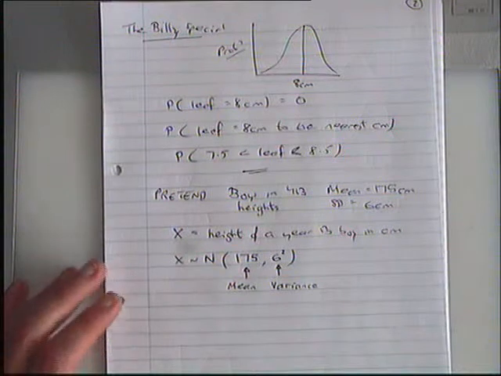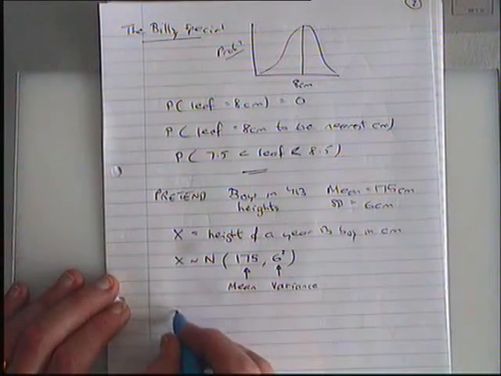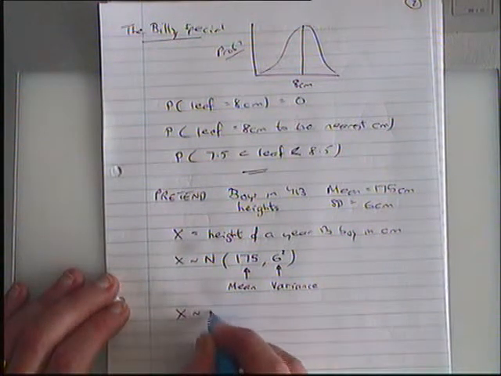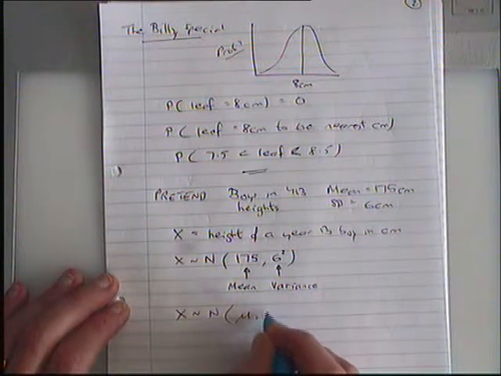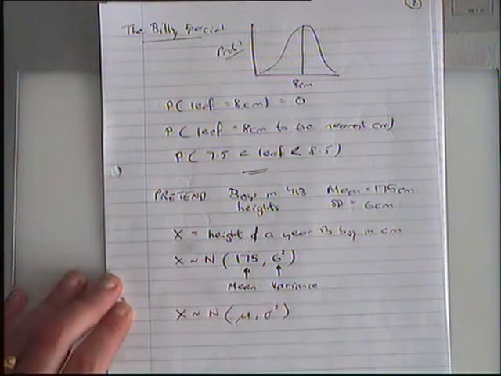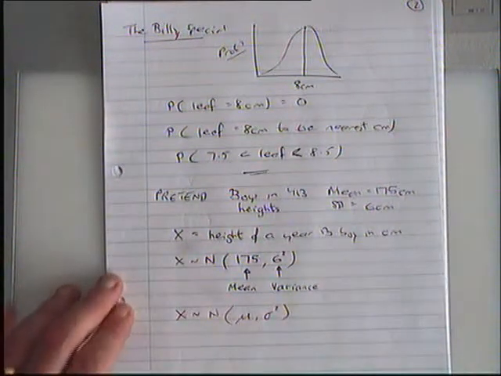Okay? So the key thing, your first red box rule effectively, is you write down X is normal and then it's mu, sigma squared that goes in there.